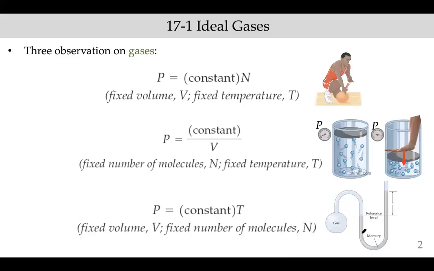So to start with some observations, first of all, assume that you have a basketball and you pump air in. The volume of the basketball is fixed. If you do this process slowly, the temperature will not change. It will be basically the ambient temperature or the room temperature. So this is also fixed.